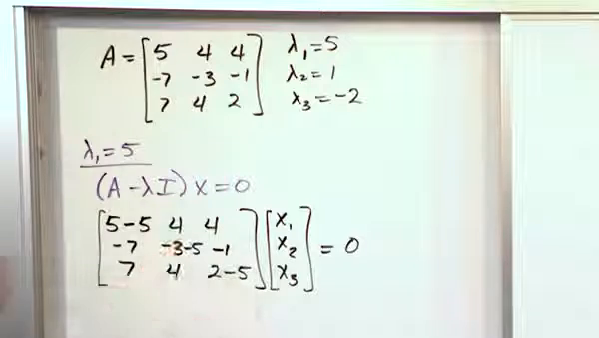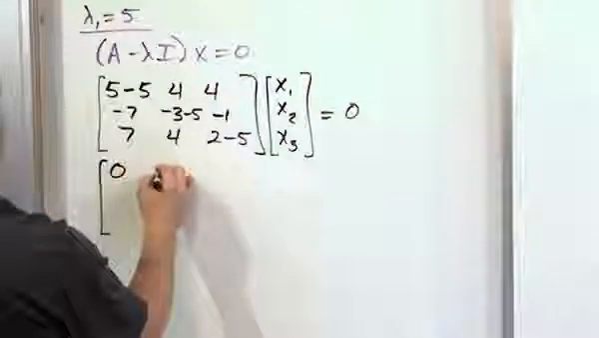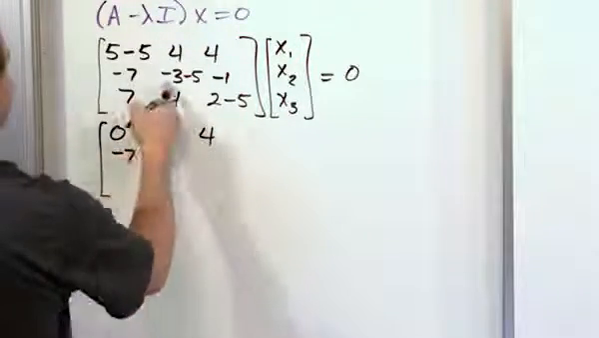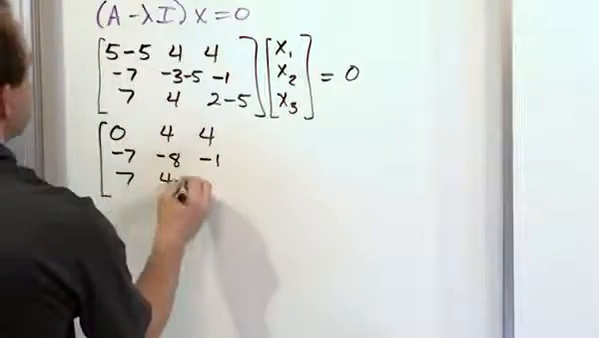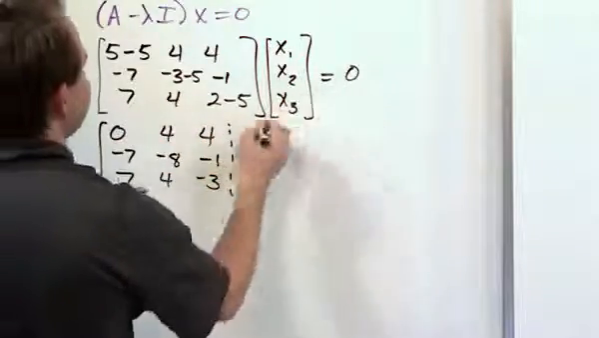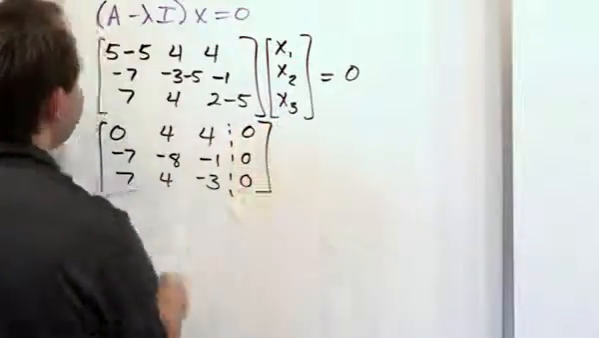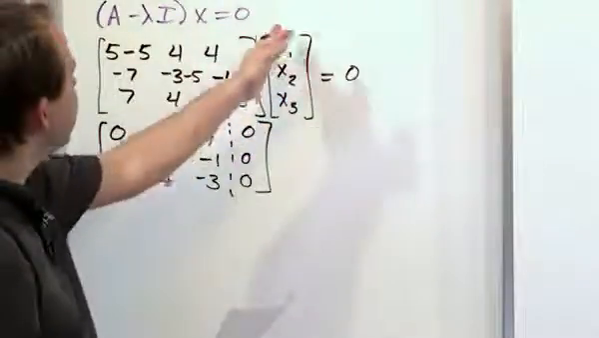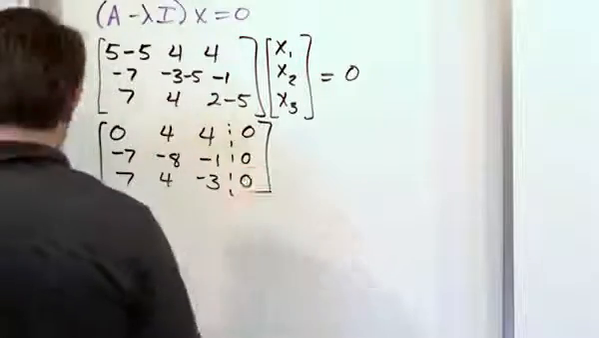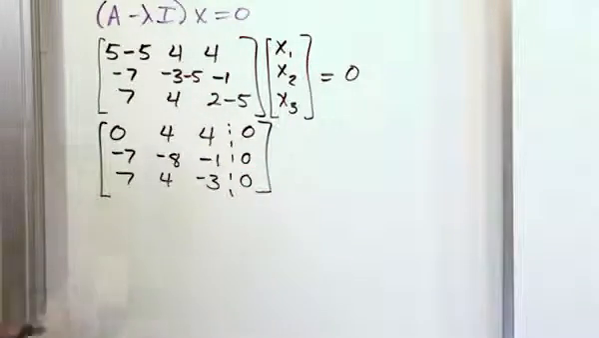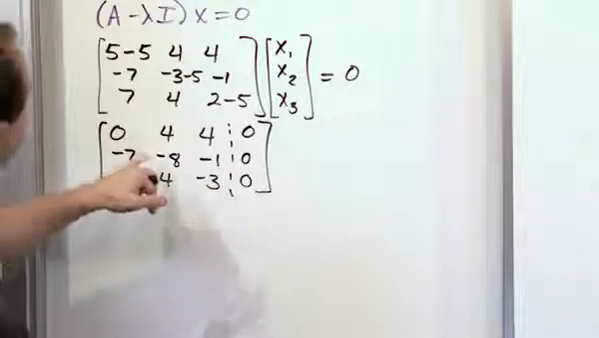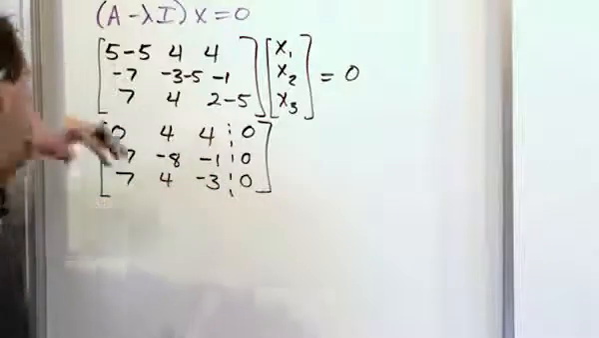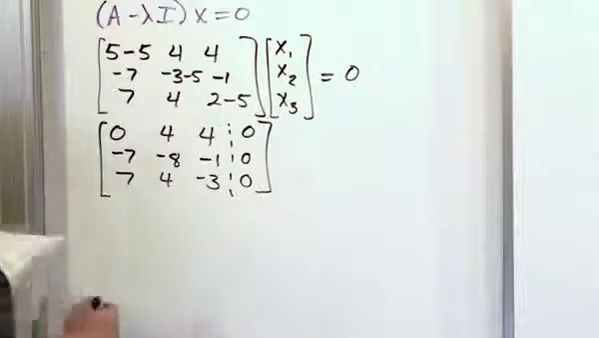So you want to formulate this in terms of a matrix representation of the system of equations. 5 minus 5 is 0, and then 4, 4, and then -7, this is going to give you -8, -1, and then 7, 4, -3, and then since it's homogeneous, you just put zeros on the right-hand side. So really all we're trying to do is find the eigenvector, the values of the vector that make this true. So what you would do is row reduction. You'd want to put ones along the diagonal as much as you could, zeros underneath it, and then you can read the solution off.